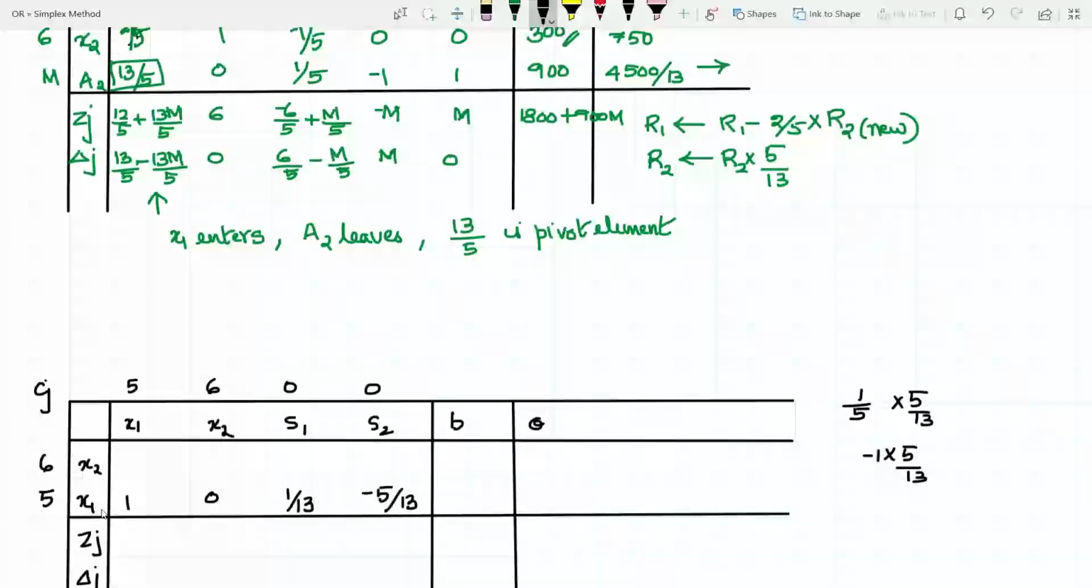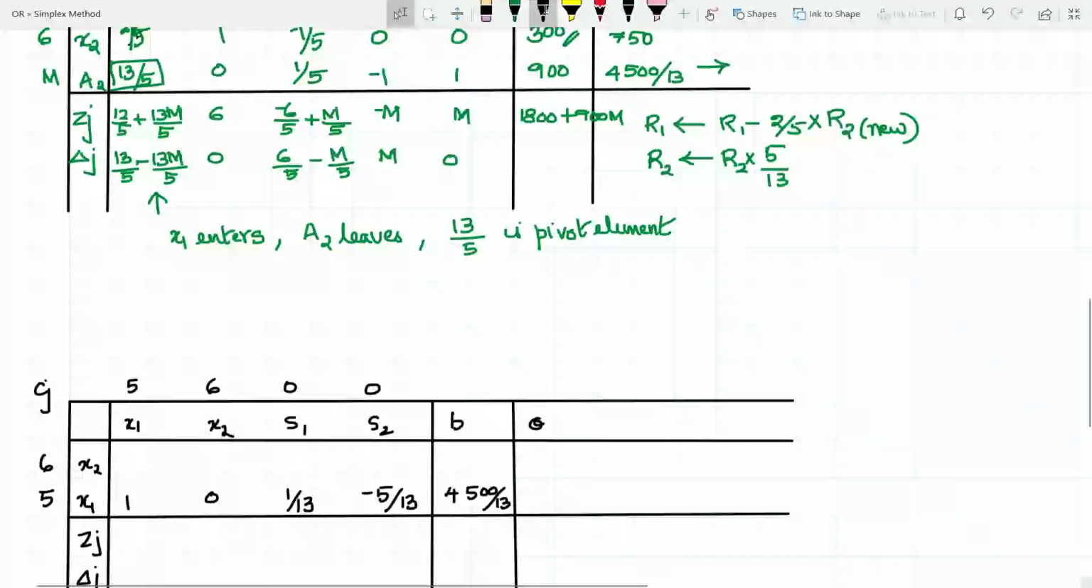900 into 5 by 13 gives 4500 divided by 13. The first one is always easy. Now next you have to do with row 1. To do row 1, you have to use the formula that is given there. That formula is row 1 equal to row 1 minus 2 by 5 into row 2.